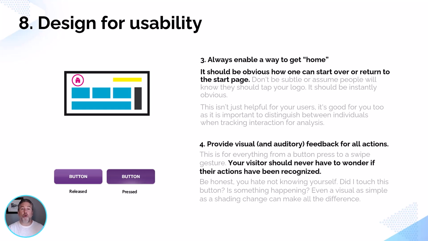Can you get back to home? So this is another one. If people are down a path they didn't want to go down, or if the attract loop hasn't kicked in and somebody has walked up, is it obvious how you can start over? Is there a home, a restart, a do-over button, some sort of process for getting it back to the beginning? Make sure that's very, very obvious.